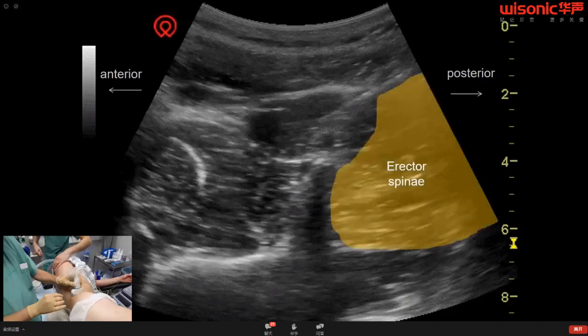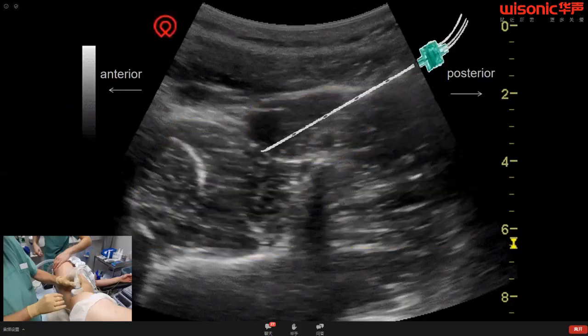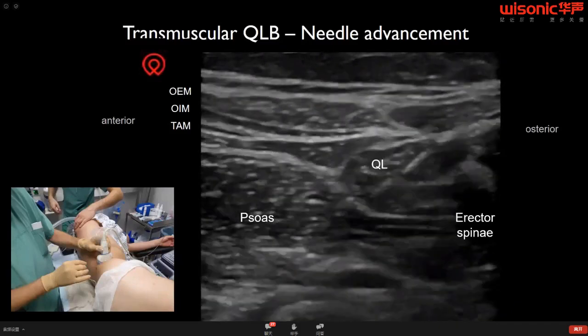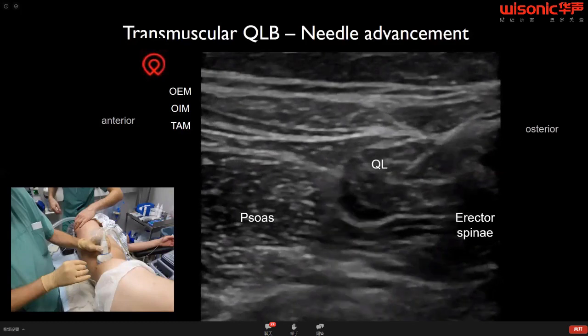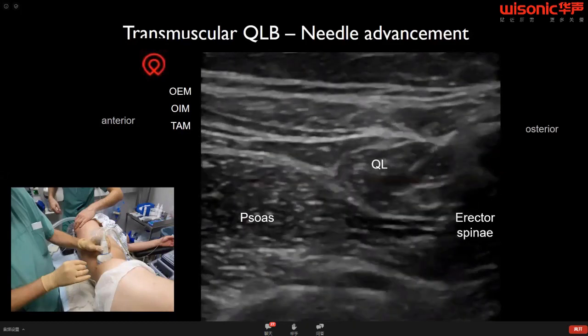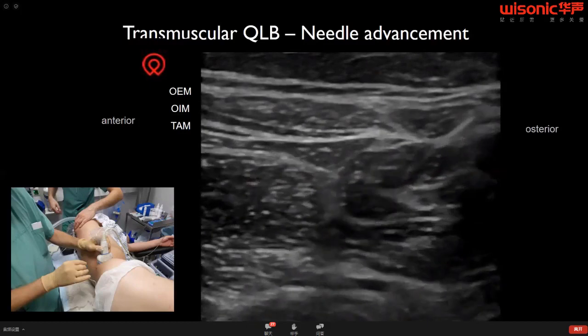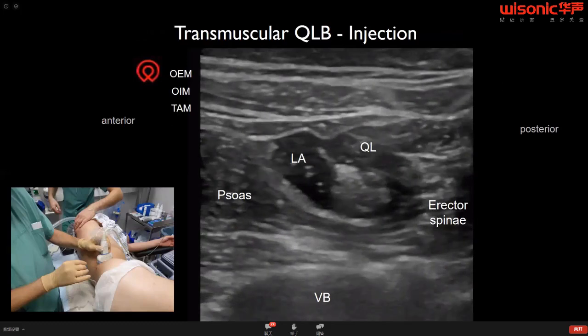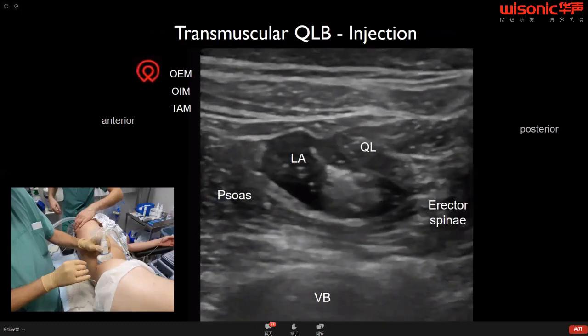Here again, the typical picture you can see for the transmuscular approach. You advance the needle from posterior to anterior, until you are in the right plane between the psoas muscle and the quadratus. Here the needle is advanced. Now we are in the right plane. You can see the distinction of both muscles. Here you can see the spreading of the local anesthetic between both muscles.